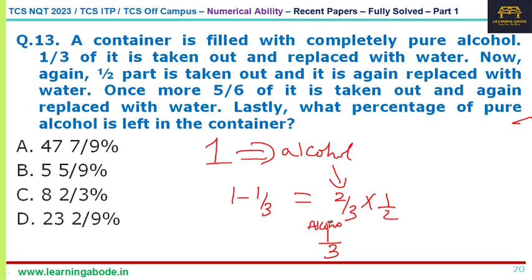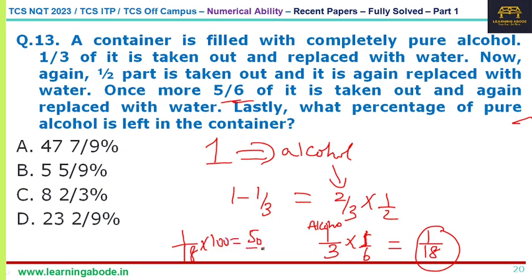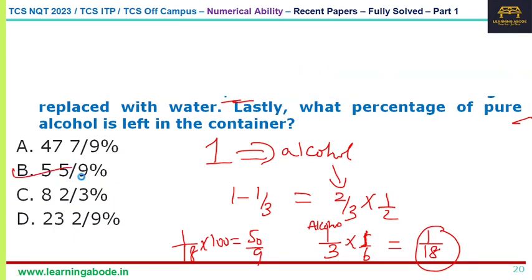Now after that, 5/6 of whatever is there is taken out. So 5/6 of this 1/3 is taken out, and what is left will be only 1/6. If 5/6 is taken out, only 1/6 is left. So what is left finally is 1/18 only. Only 1/18 of the alcohol is left, and the remaining everything is water. What is 1/18 in terms of percentage? 1/18 into 100 is 50/9, that's 5 5/9 percent. That's answer option B for question number 13.